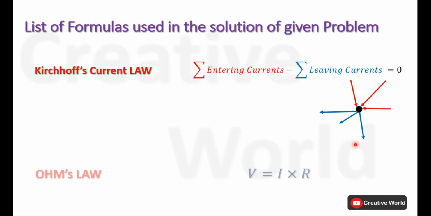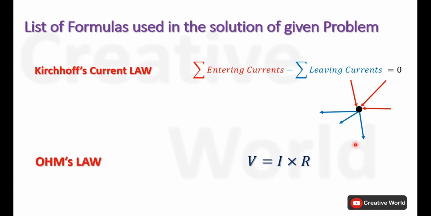We will also be using Ohm's law. According to this law, the voltage across any resistance R is always equal to the product of the current through it and the value of the resistance itself.